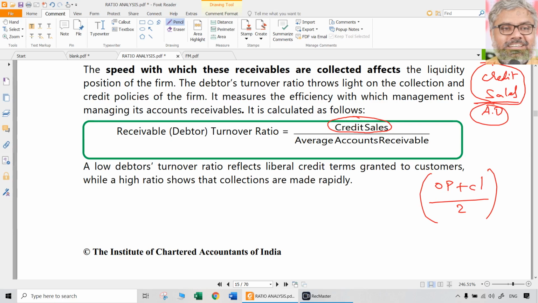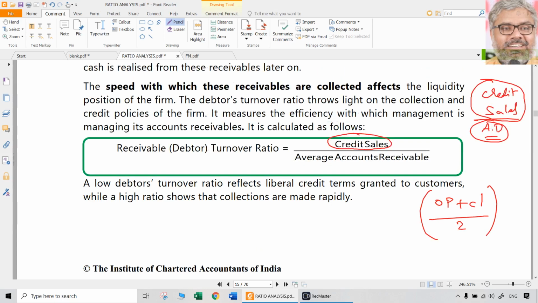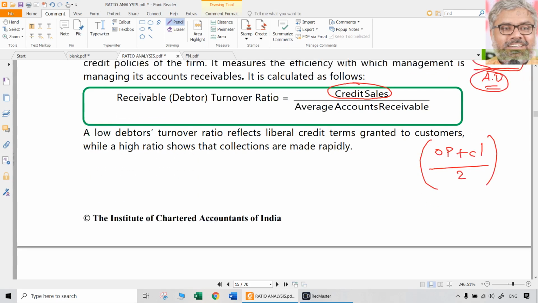That can indicate two things. One, either you are collecting very fantastically, your collection team, the receivables team, is doing very well, or it also indicates you are having a stricter credit policy. You are not giving credit to many people, you are giving credit to very, very few people. That is a very strict credit policy. Both of them indicate a higher receivable turnover ratio. On the contrary, a lower receivable turnover ratio reflects a liberal credit policy or inefficiency in collection of money from the debtors.